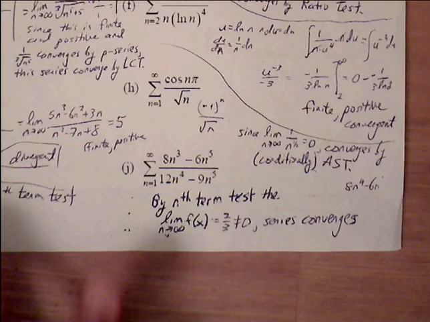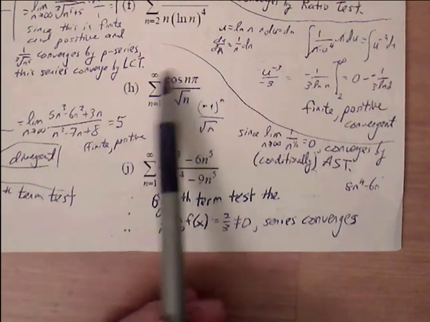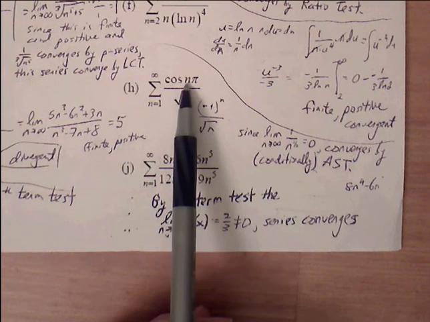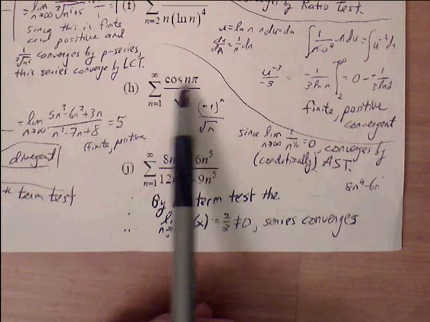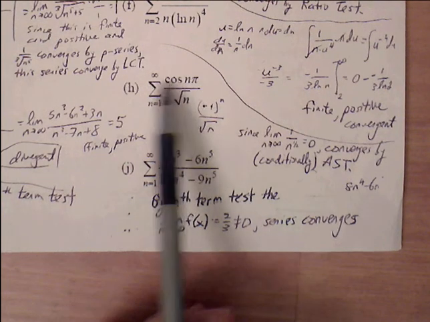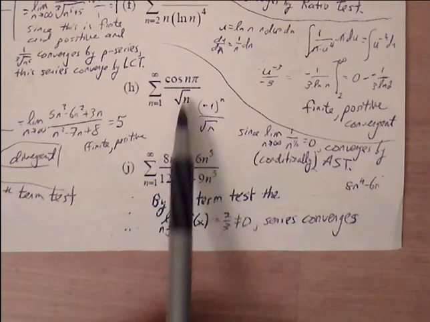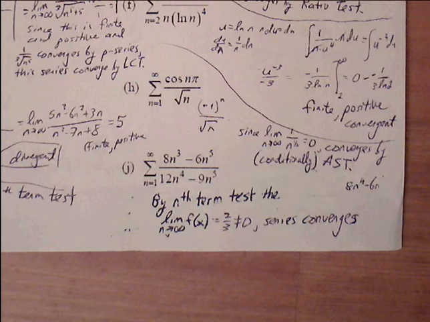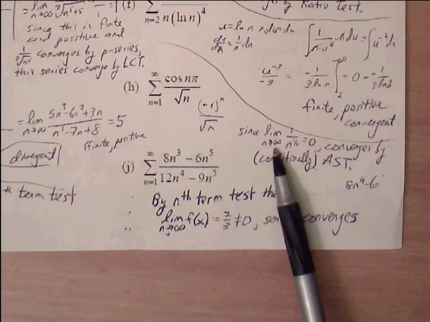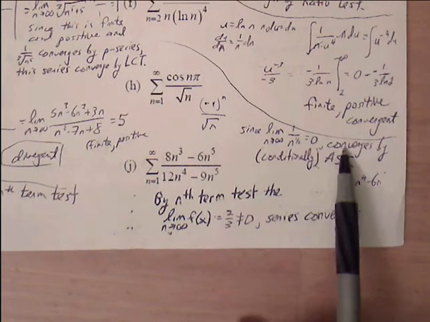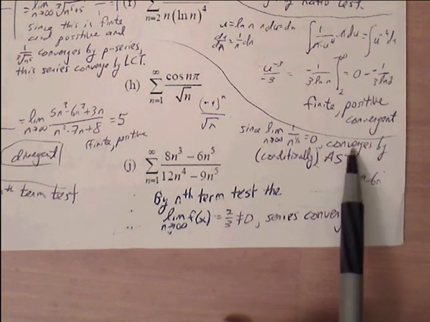Okay, for h, cosine of n pi. Cosine of n pi is just a fancy way of showing alternating values between negative and positive. If I plug in n equal to 1 and then go to 2 and 3, 1 pi, 2 pi, 3 pi, it'll cause this value to alternate between positive and negative. So we can just think of this as negative 1 to the nth power over square root of n. So we can use the alternating series test, which basically says that if the limit as n approaches infinity of our rule of sequence, in this case 1 over square root of n, is equal to 0, then we know this will converge.